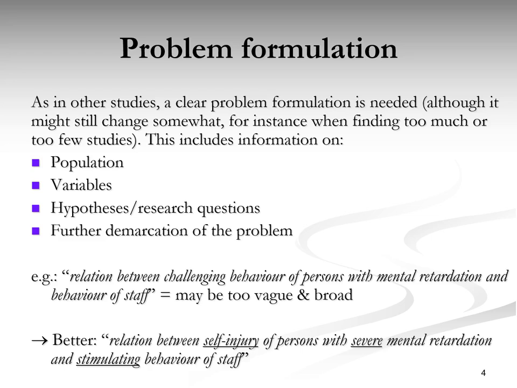For instance, it's possible to limit the problem to the self-injurious behavior of persons with severe mental retardation and stimulating behavior of staff. So you limit the problem by looking at the specific behavior of persons with retardation and specific behavior of the staff, and you look at a subgroup of persons with mental retardation. So this may make your systematic review or meta-analysis more realistic, more feasible.